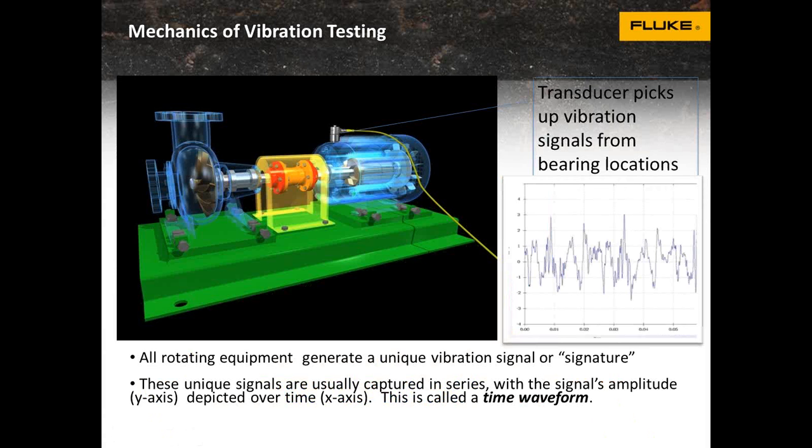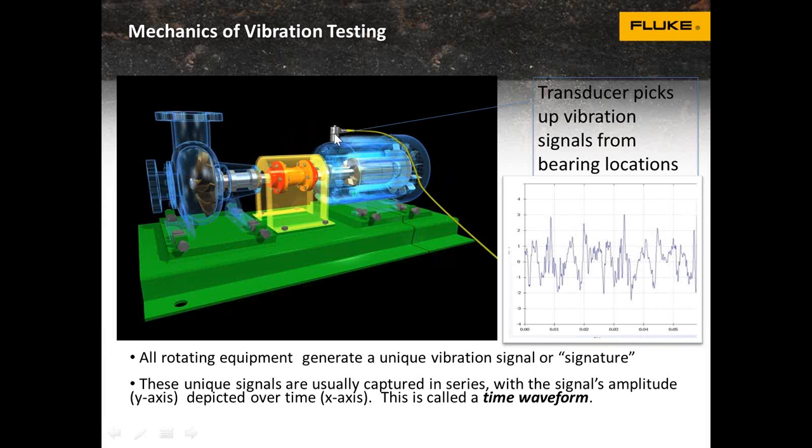Okay, let's talk just real briefly, what is vibration and how does it happen? What are the mechanics of it? You see this simple motor coupled pump. As it rotates around, it makes vibration. That vibration is transmitted from the shaft into the bearing housing, and picked up by this vibration sensor that's on the bearing of the machine.